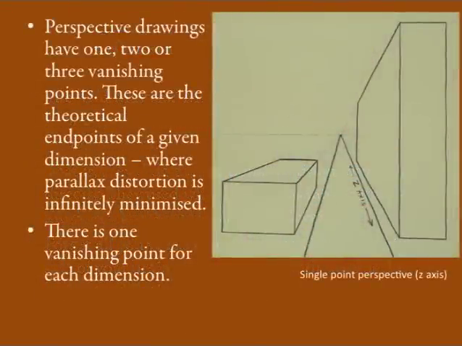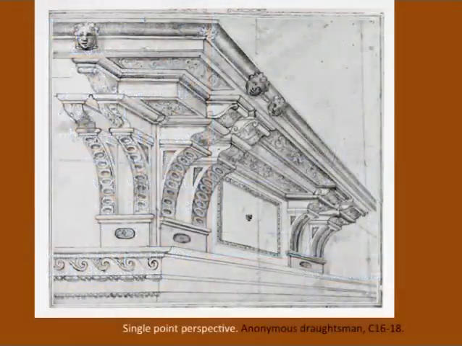Perspective drawings have 1, 2, or 3 vanishing points. These are theoretical endpoints of a given axis, the point where the parallax distortion is infinitely minimized. There are 2 vanishing points for each axis. With the x and z axes, one is in front of you and the other one behind your head. The y-axis has one up in the sky and the other deep underground. Effectively, there are just 3 visible vanishing points.